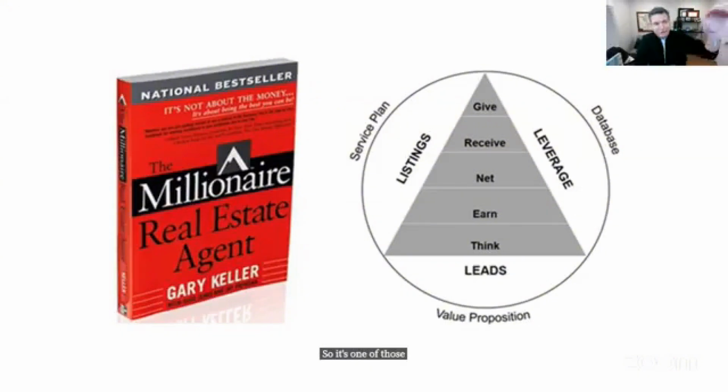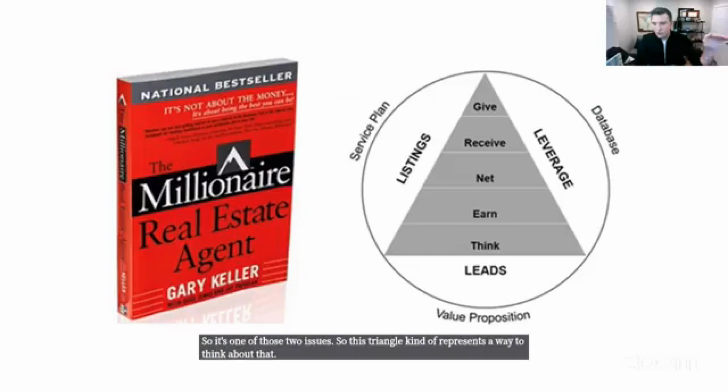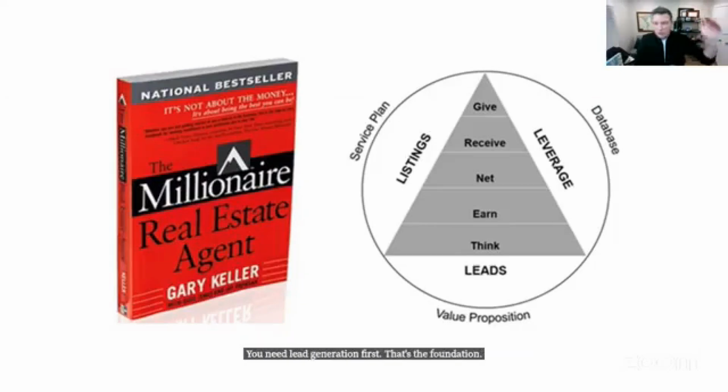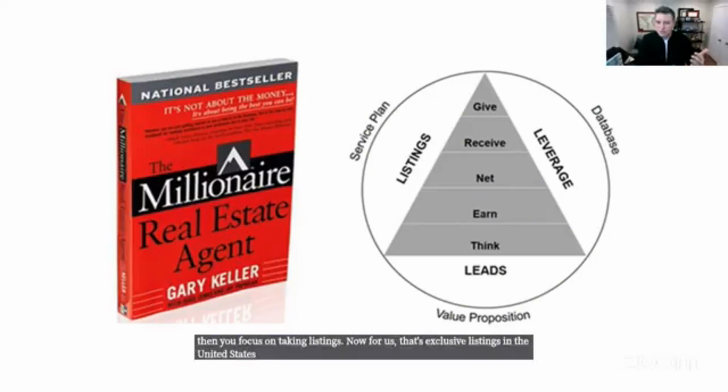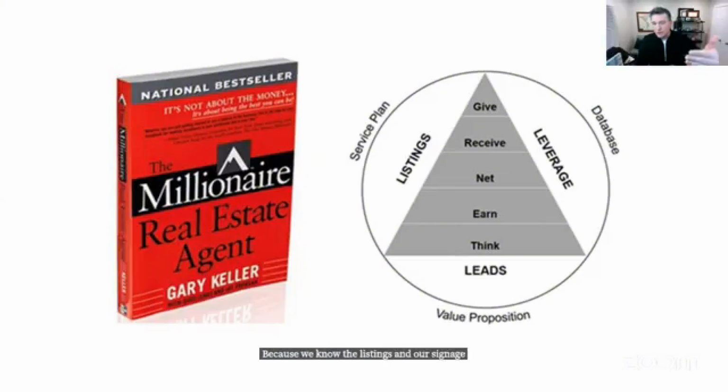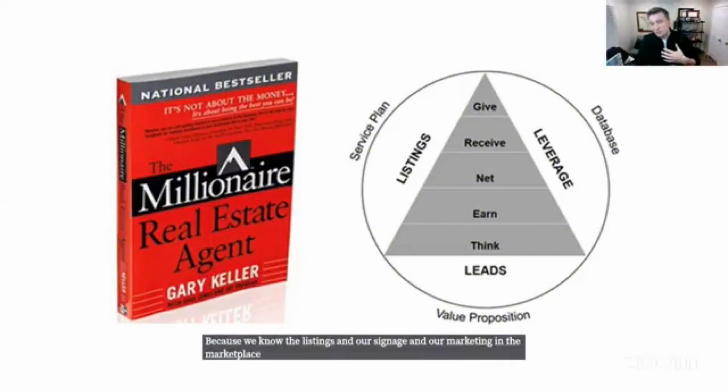So this triangle kind of represents a way to think about that. You need lead generation first, that's the foundation. Then you focus on taking listings. Now for us, that's exclusive listings in the United States and many markets where you can get exclusive listings, because we know the listings and our signage and our marketing in the marketplace will help bring additional business.